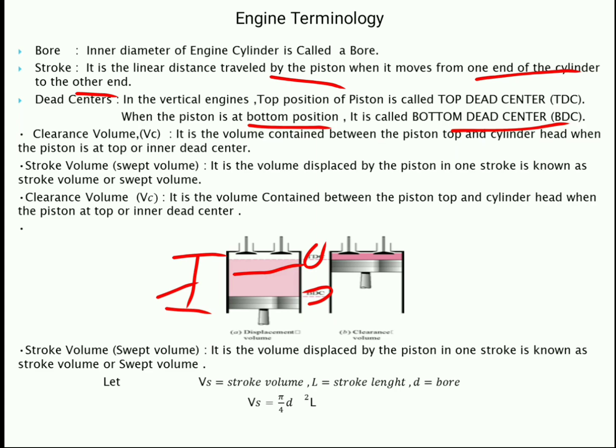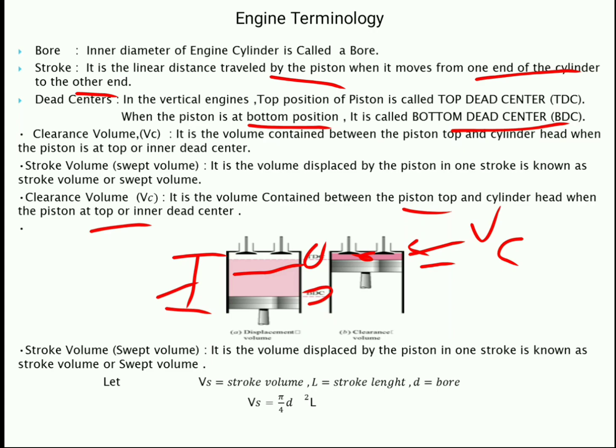Fourth term is the clearance volume. Clearance volume is the volume which is contained between the piston top and the cylinder head when the piston is at the top or the inner dead center. So when the piston is at the top dead center, whatever volume is there between the piston and the cylinder head is called the clearance volume. As you see in the figure, this volume is the clearance volume VC.